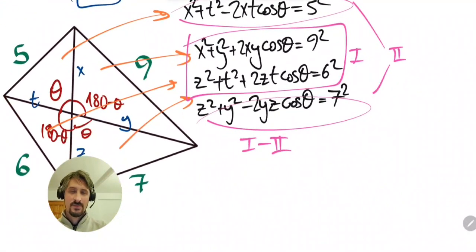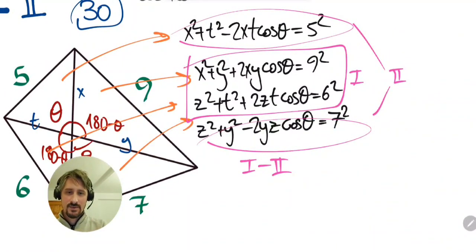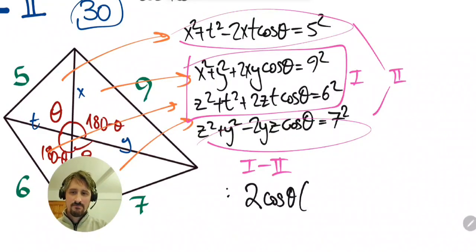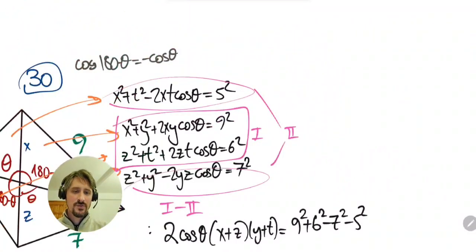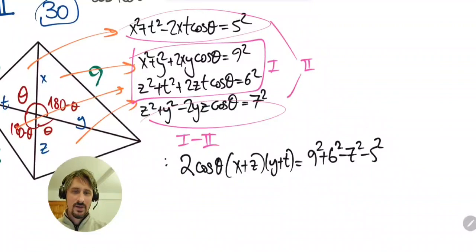Okay, so that way we get x squared plus y squared plus t squared quantities cancel each other out, and then we obtain 2 cosine theta times (x plus z) times (y plus t). So this equals 9 squared plus 6 squared minus 7 squared minus 5 squared. Okay, so we can use difference of squares, or we can just calculate them immediately.